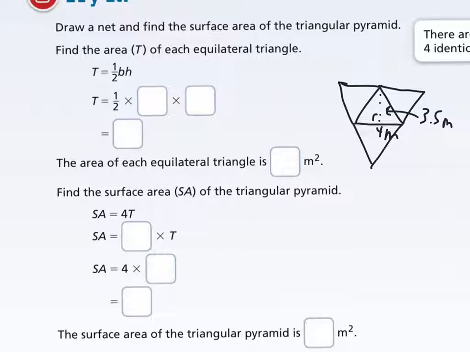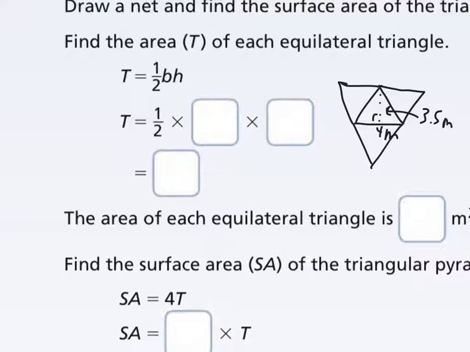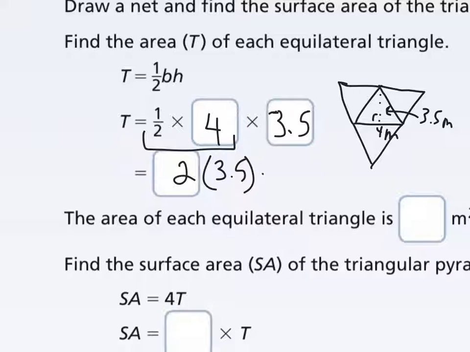So they started off with their formula. Area of a triangle is half times base times height. The base of our triangle is 4. The height is 3 5/10. For this, we could figure half of 4 is 2. And then 2 times 3 5/10. They didn't really give us all of the spaces we might need to work this out potentially. But anyway, if you multiply that, you should get 7. So the area of each equilateral triangle is 7 square meters.